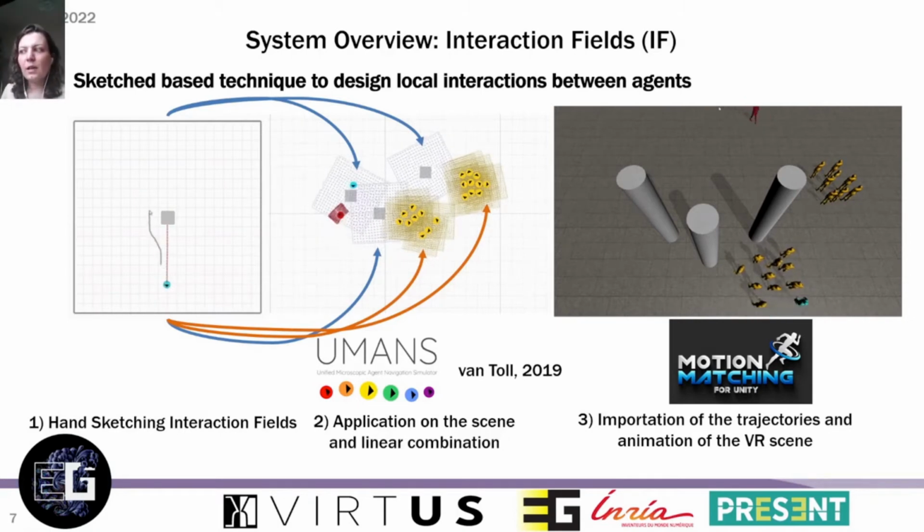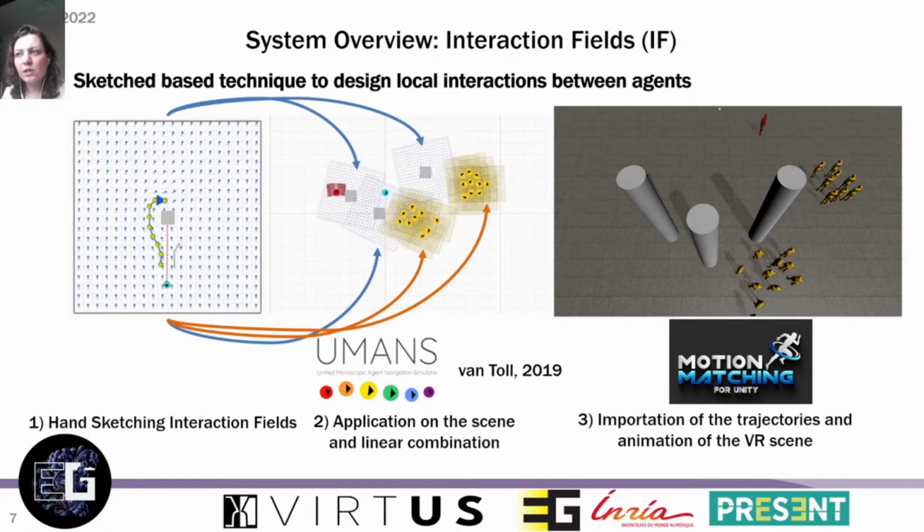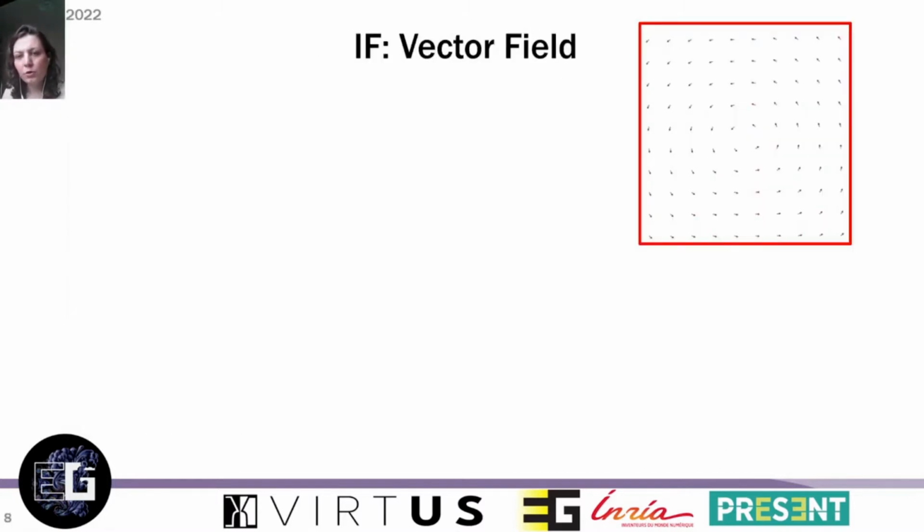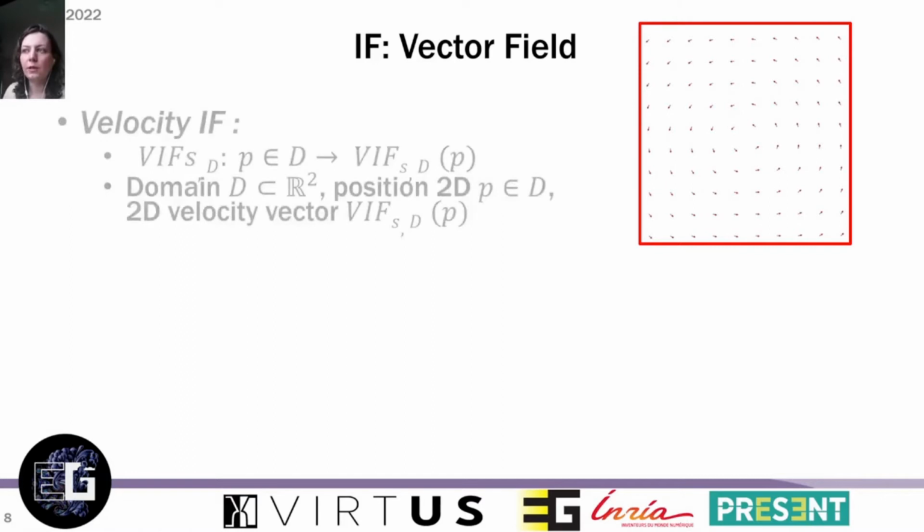So now let's start by defining what an interaction field is. The main components of my method, interaction fields, are the fields. Interaction fields are basically vector fields that map a position P to a 2D vector. This vector field can direct the agent's movement by defining a velocity vector in the case of a velocity interaction field.